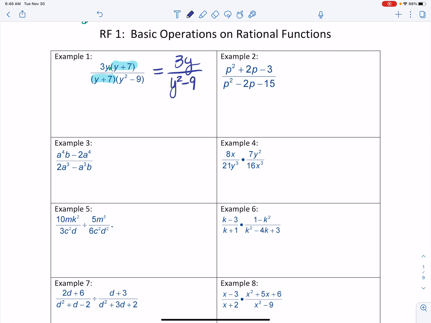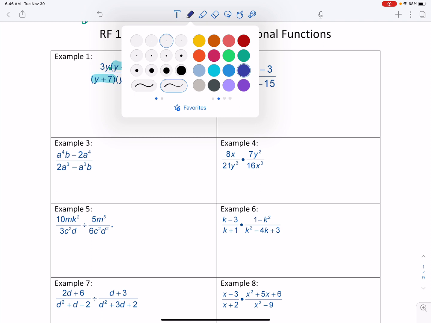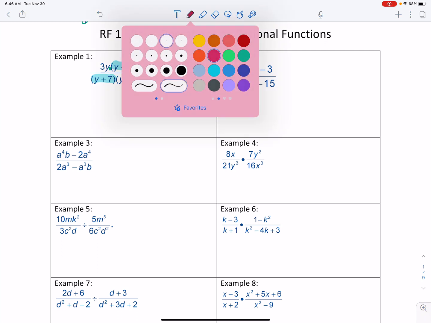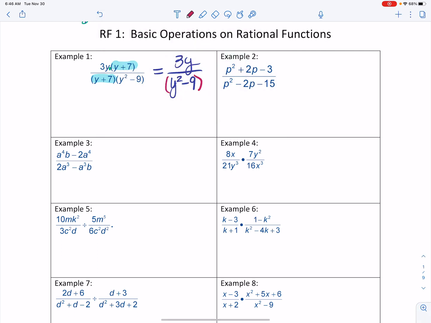Okay? Now, a lot of kids are like, oh, but Miss Williams, you can be like, and I don't want to draw this, but woo, those y's cancel. No, you can't, because it's not a y in the denominator. It's a y squared minus 9. It's kind of like what I did in the first example where I'm like, you can't do that.